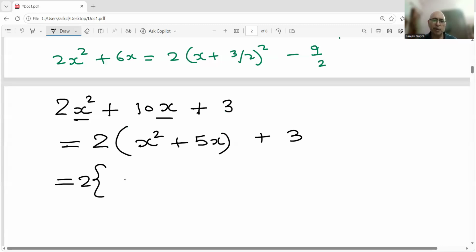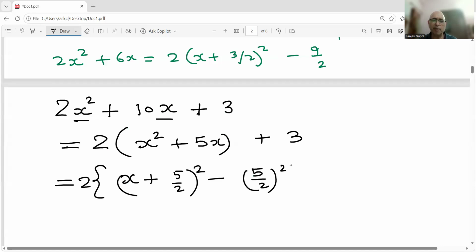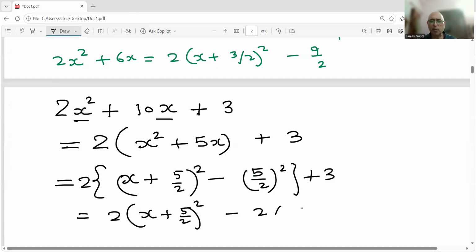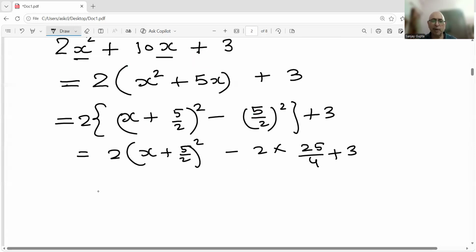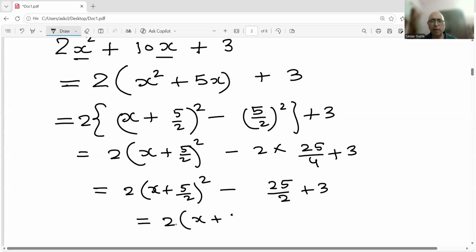And now we have understood that we're going to write it as x plus 5 by 2 whole square minus the square of 5 by 2, plus 3. So it ends up as 2 times x plus 5 by 2 whole square minus 2 into 5 over 2 whole square, which is 25 over 4, plus 3. Isn't it? And therefore it ends up as 2 times x plus 5 by 2 whole square minus 25 over 2 plus 3. It will be just 2 times x plus 5 by 2 whole square minus 25 plus 6, which is minus 19. Is it right?